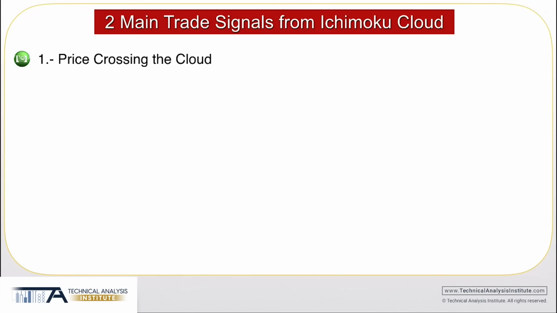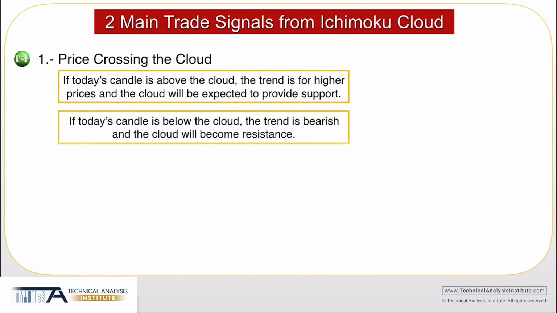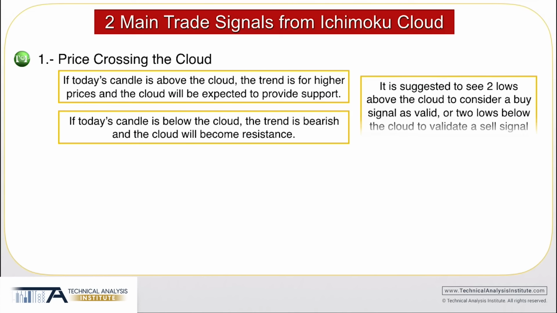We have already discussed that if today's candle is above the cloud, the trend is for higher prices and the cloud will be expected to provide support. Conversely, if today's candle is below the cloud, the trend is bearish and the cloud will become resistance. But we also discussed that those signals are not reliable, so I suggested to see two lows above the cloud to consider a buy signal as valid, or two lows below the cloud to validate a sell signal.